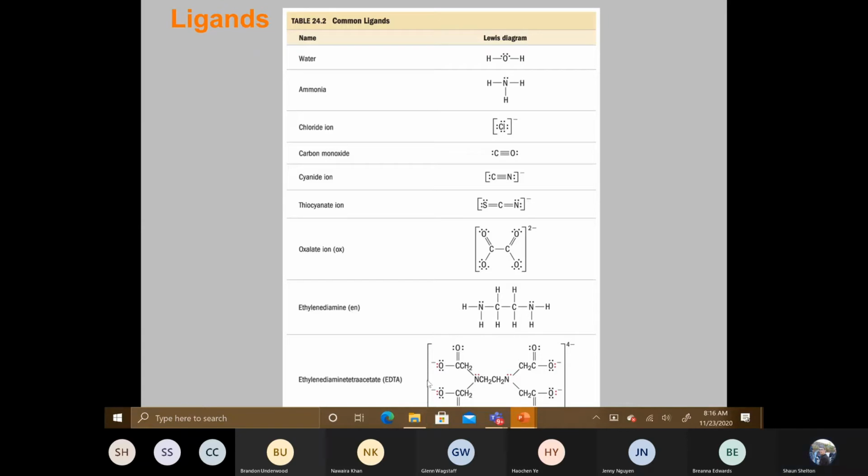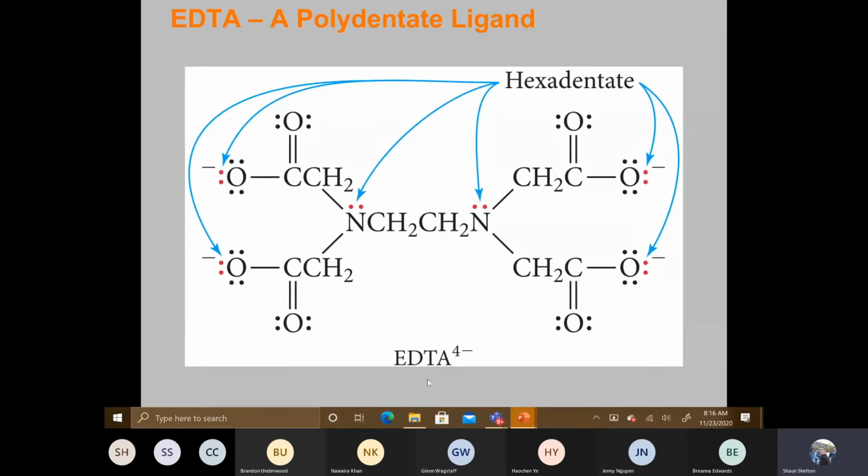So we're going to look at that in just a second. So here is EDTA. Now, if you look at the top here, it says hexadentate. Well, hexa is 6. That means that EDTA has 6 different placements that attach, and it's indicated by the arrows that you see here.